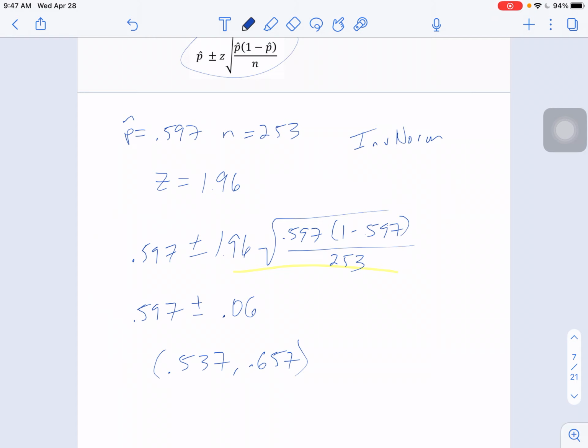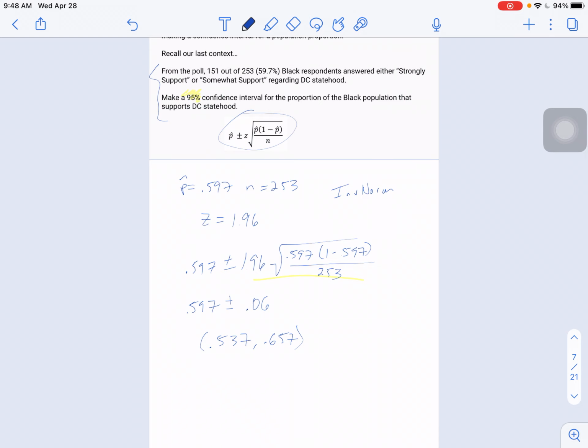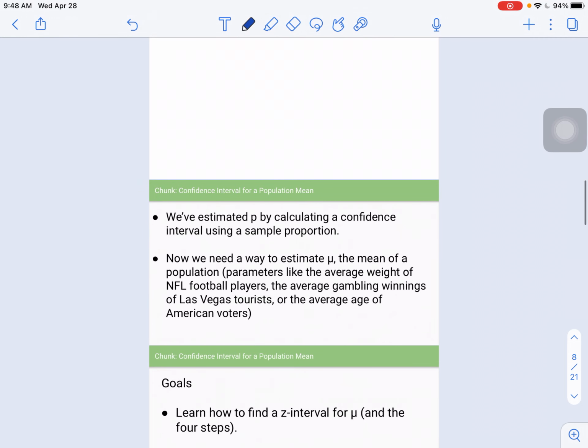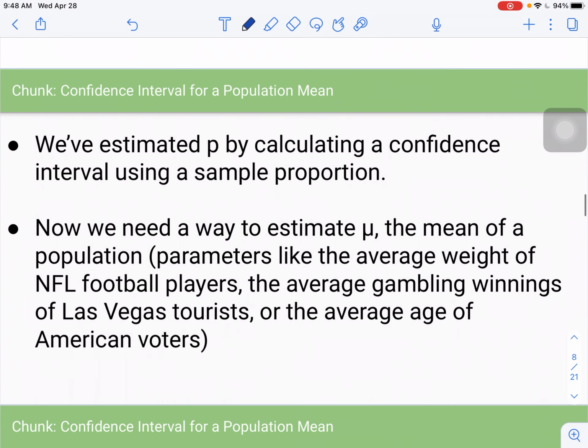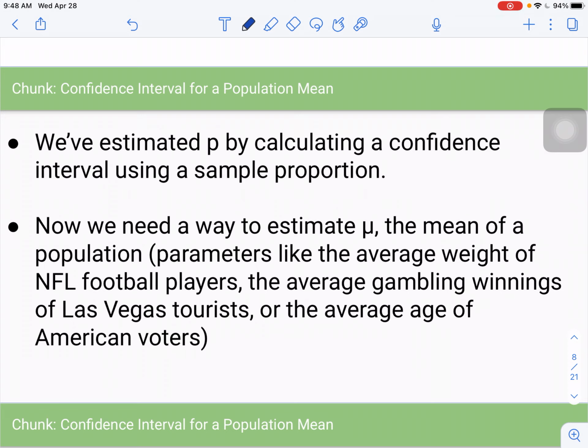And what we're going to be doing now is moving into how we do this confidence interval process for a mean. We've done a lot with proportions, and we're moving back into means. Okay, so I'm going to keep going with my slides here. We've estimated p by calculating a confidence interval using a sample proportion. That's exactly what we just did. But now we need a way to estimate mu. Remember, mu is a population mean.